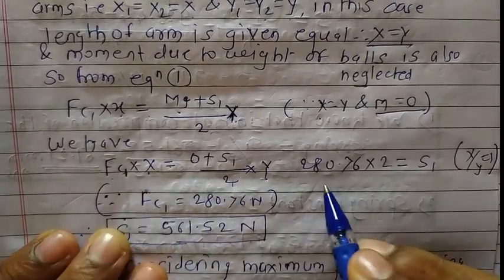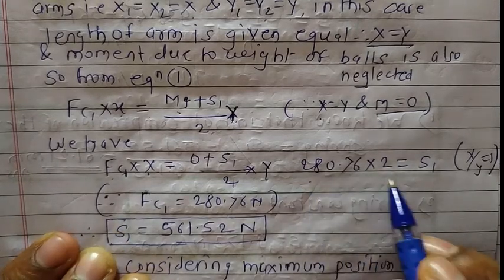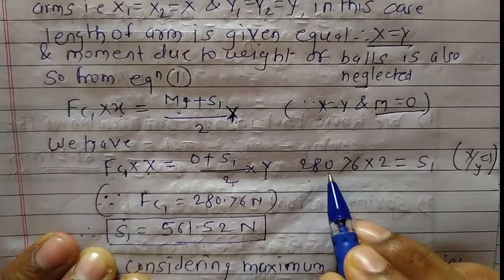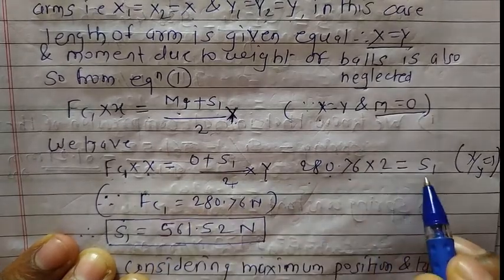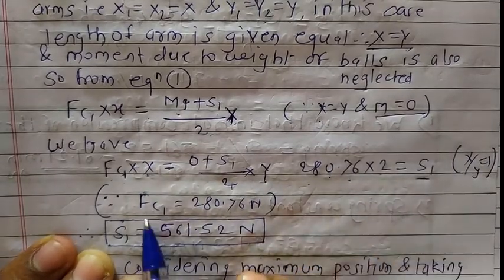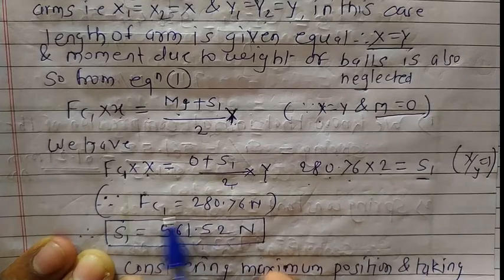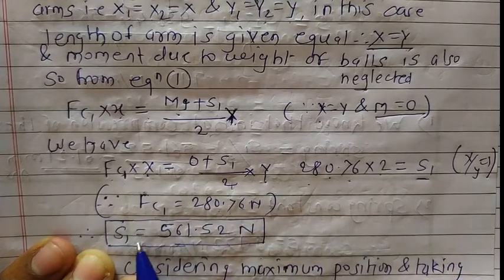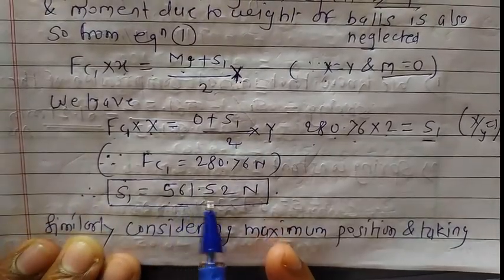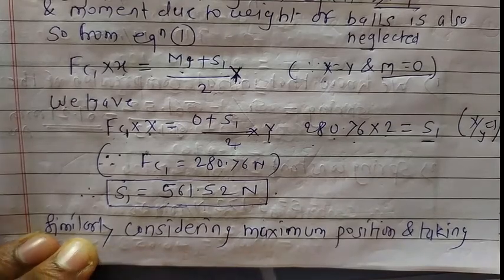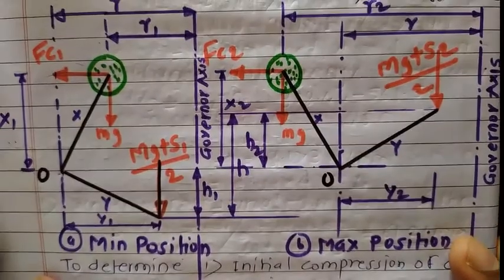After simplifying, what do we get here? We can get the value for this s1 equals fc1 multiplied by 2, this term 2 will come here. Already the calculations for this fc1 are done by us, so we know this one. FC1 is nothing but 280.86 Newton. So after simplifying, what do we get? S1 equals 561.52 Newton.